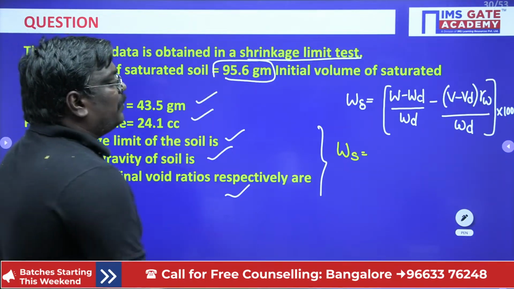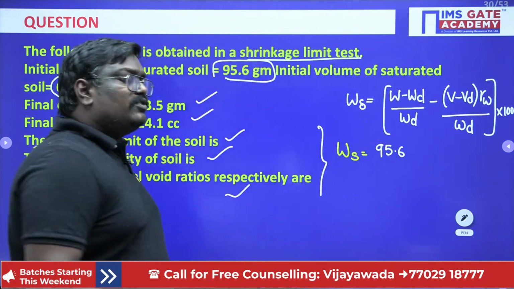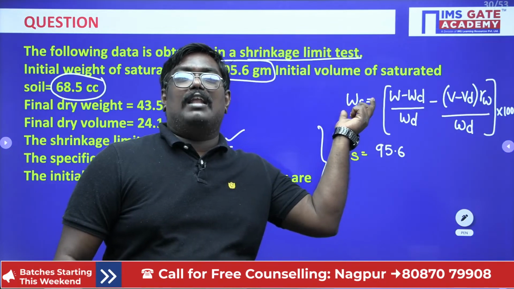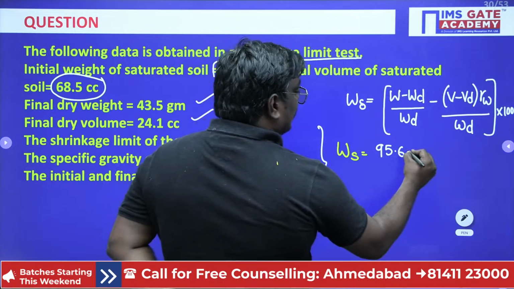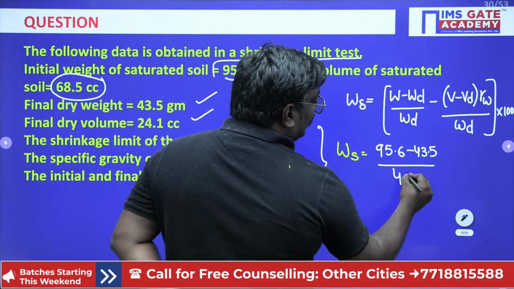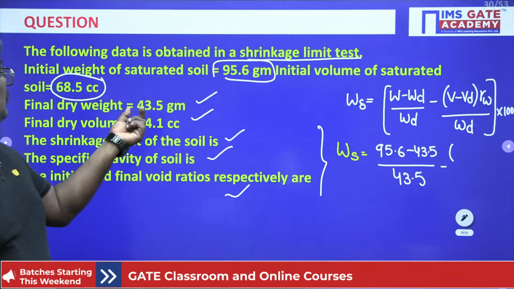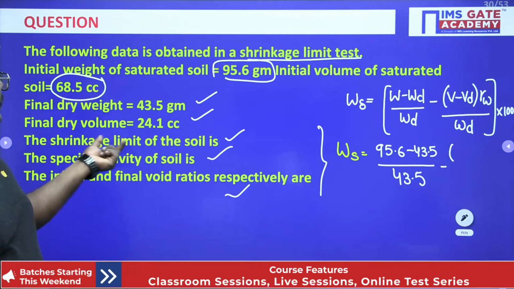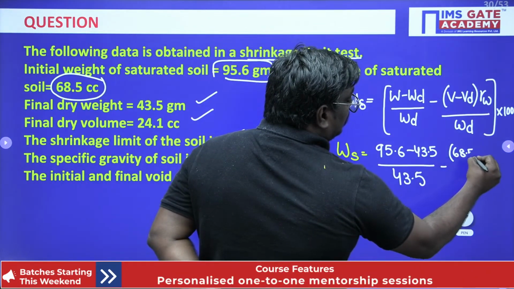It was 95.6 grams initially, and they have given you the dry weight. This formula is applicable in case of a laboratory test. Here the dry weight is how much? 43.5 grams. Divided by dry weight, 43.5. And now see, minus of, initial volume is how much? Initial volume is 68.5, minus dry volume, 24.1.